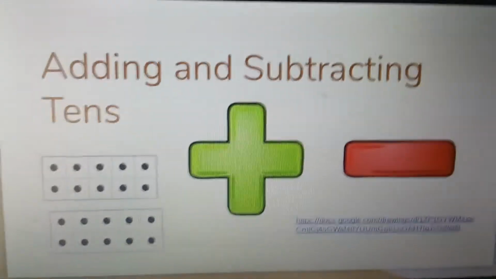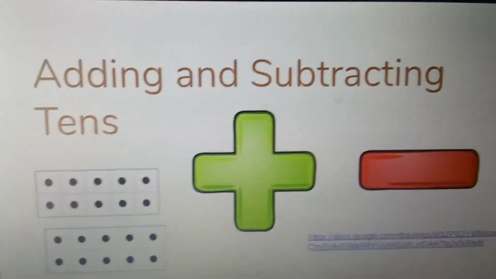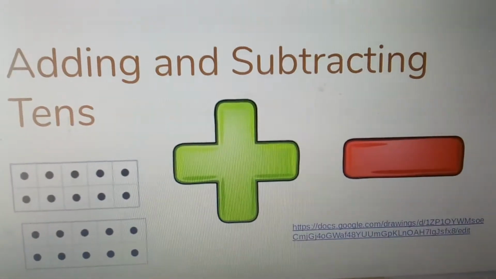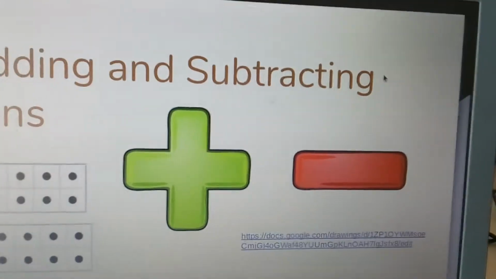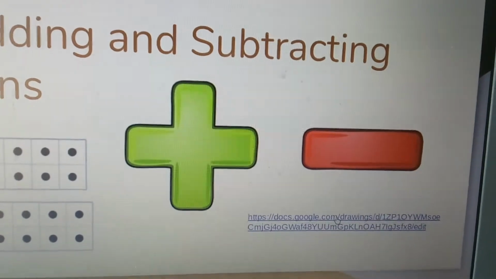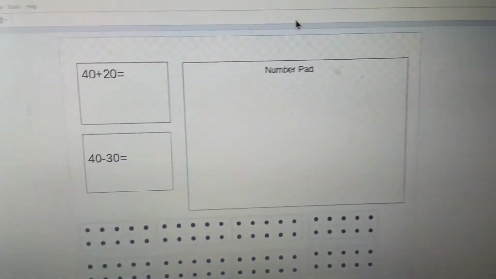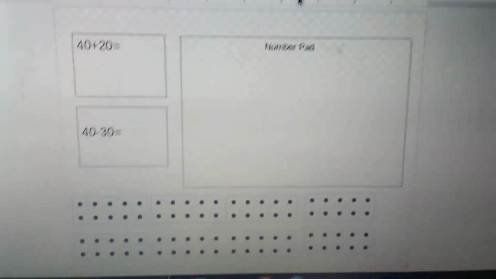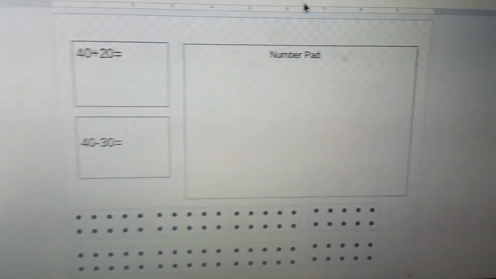Welcome back, everyone. Before spring break, we were practicing adding and subtracting tens. So for today's lesson, we're first going to review what we learned the previous week. By doing that, I'm going to click on a quick check for us to complete. Here are my two number sentences that we're going to practice solving for our quick check: 40 plus 20 and 40 take away 30.